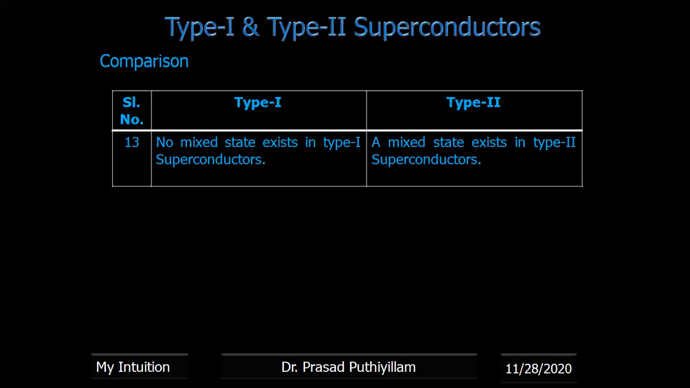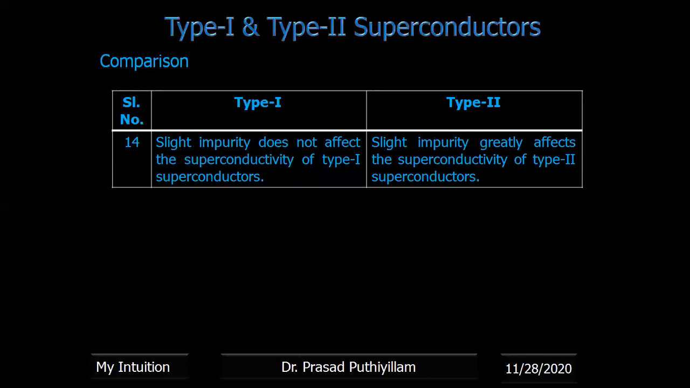No mixed state exists in type 1 superconductors, whereas a mixed state exists in type 2 superconductors. A slight impurity does not affect the superconductivity of type 1, but even a slight impurity greatly affects the superconductivity of type 2 superconductors. Okay, that's about type 1 and type 2 superconductors.